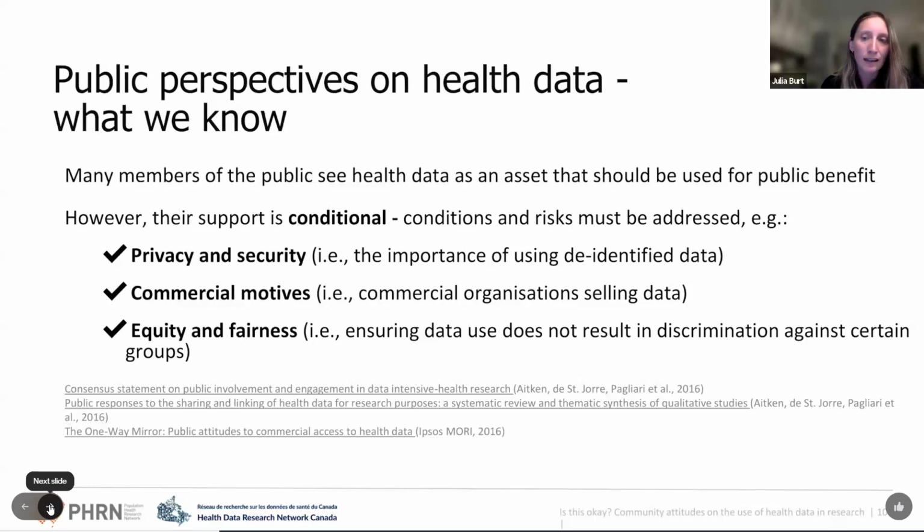There are some existing reports and studies on this topic on the slide. So there's an excellent systematic review that has a lot of the existing work on community attitudes there, as well as a consensus statement by the same group that I find quite helpful in this area.